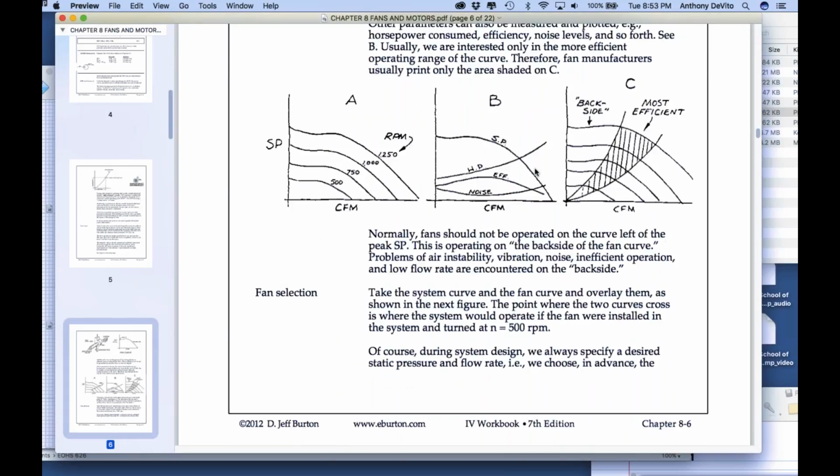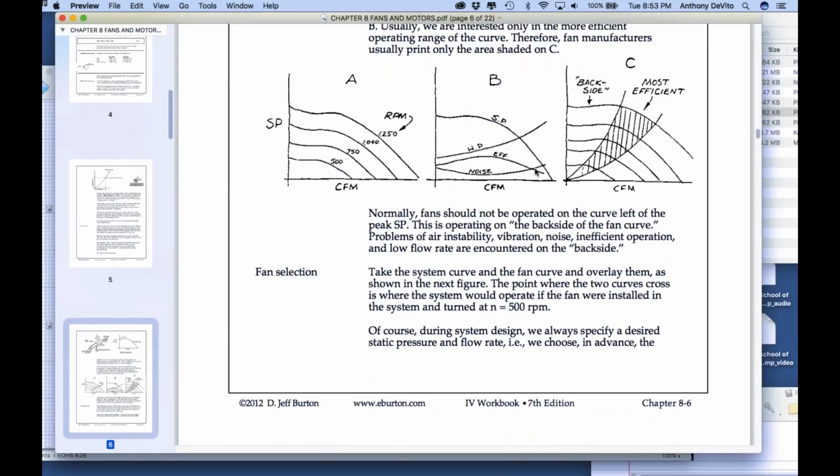So you need a way to understand how a fan's going to work based on what your needs are for pressure and for quantity of air you're going to move. It's a trade-off, right? There's a trade-off between the quantity of air and the static pressure. The faster you move the air, the more resistance there's going to be, so the static pressure goes up.